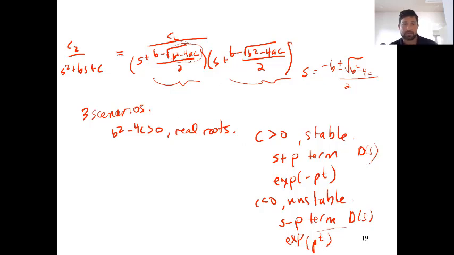So the point here is that anytime C is less than 0, regardless of what B is, it'll give me this S minus term in the denominator, and that's going to be unstable.